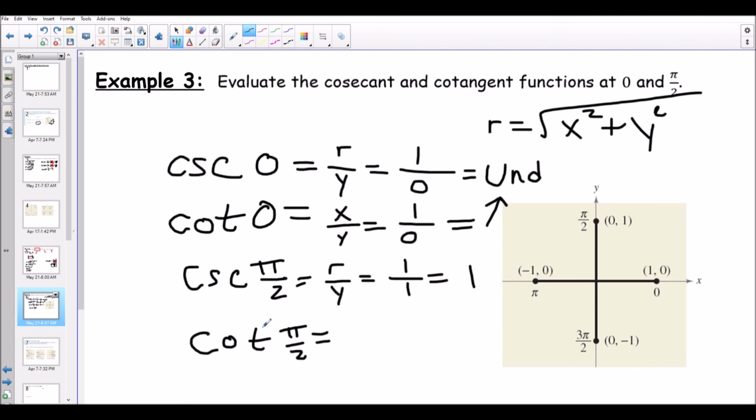You get 1. The cotangent, again, is x over y. So x divided by y, that's 0 divided by 1. So you're just going to get an answer of 0.